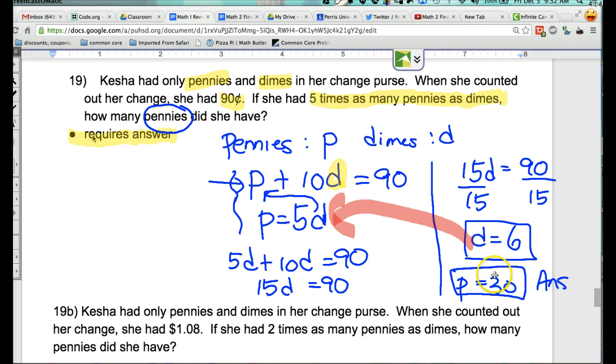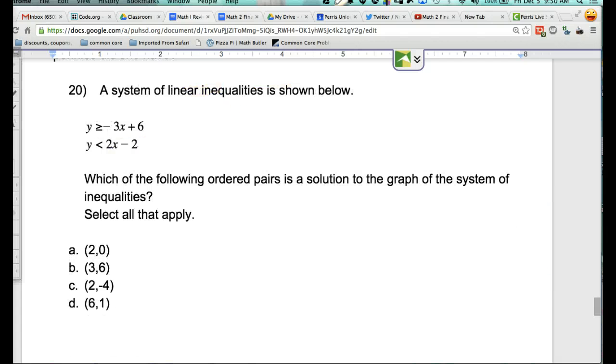Now I want you to go ahead and spend time working on 19B. If you have any questions, raise your hand and I'll help you. Ready? Begin. Okay, make sure you copy everything, because this is how it looks on the test. This is question number 20. Ready? Go.